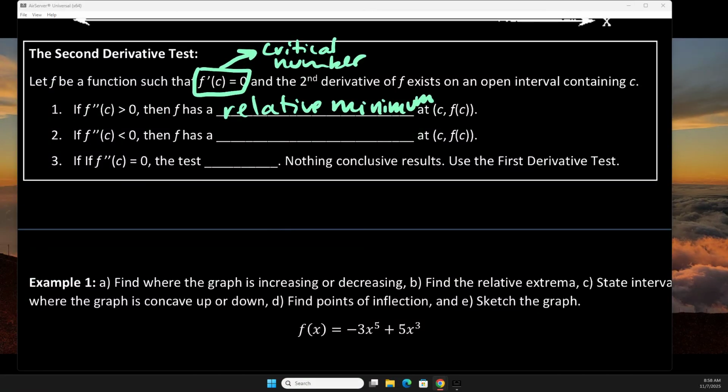So let's say you still have a critical number, you plug it into the second derivative, and you get something less than 0. That means we're concave down, so that's going to be a relative maximum. And then if you plug it in and you get 0, then it fails the test. It's non-conclusive, so then you would have to do the first derivative test. It's a good chance it's not a relative max or min. It might be a point of inflection instead.